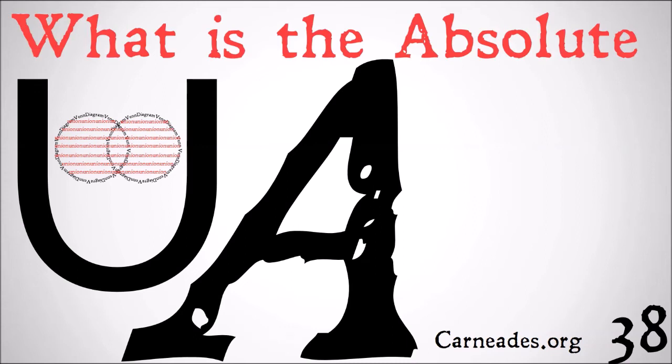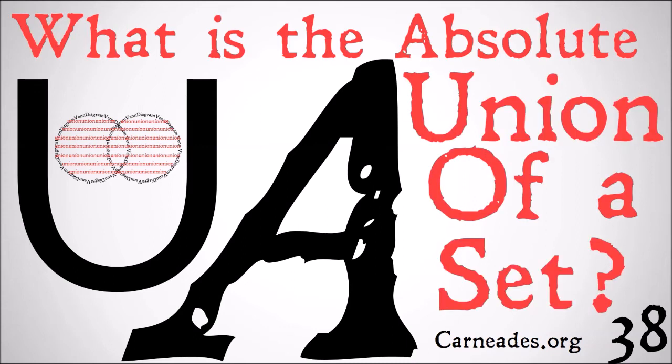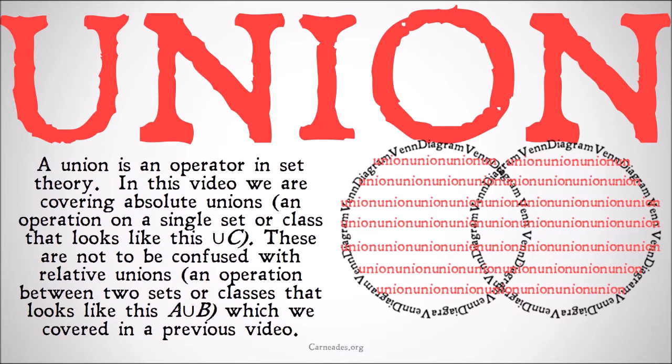In this video, we're taking a look at what is the absolute union of a set. Now, a union is an operator in set theory. In this video, we are covering absolute unions, an operation on a single set or class that looks like this, the union of C. These are not to be confused with relative unions, which is an operation between two sets or classes that looks like this, A union B, which we covered in a previous video. So if that's what you're looking for, check out that video. If you're looking for the absolute version, though, let's go.